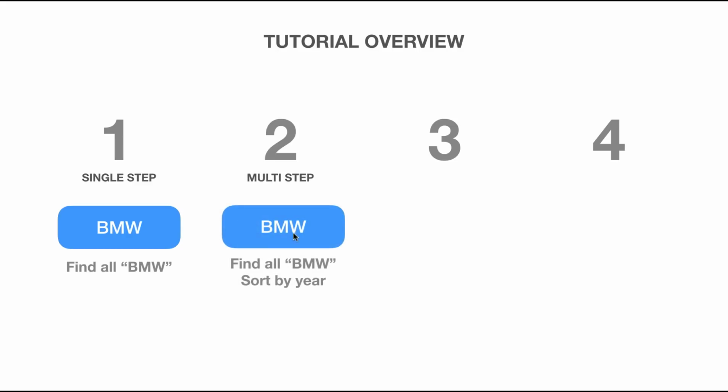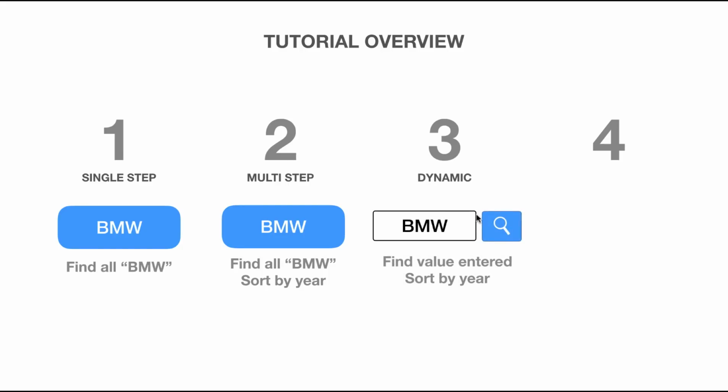Next step, I'm going to make this a multi-step script. So click a button, do 2 steps. First I'm going to find, and then next I'm going to sort them by the year. Third step, I'm going to make this dynamic. So instead of fixing this to a BMW, I can type things in here, click find, and then find and sort just like step 2, but with a little bit more.